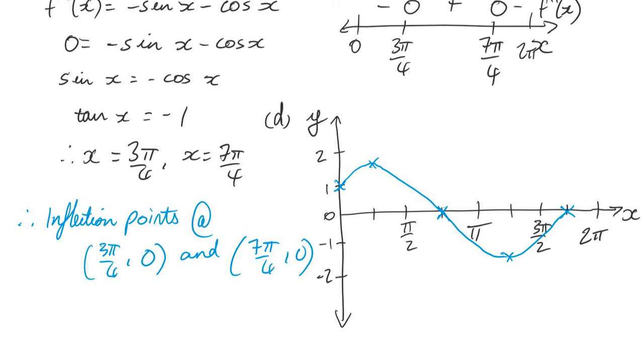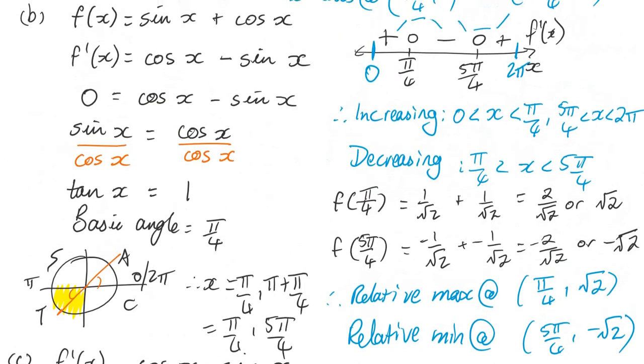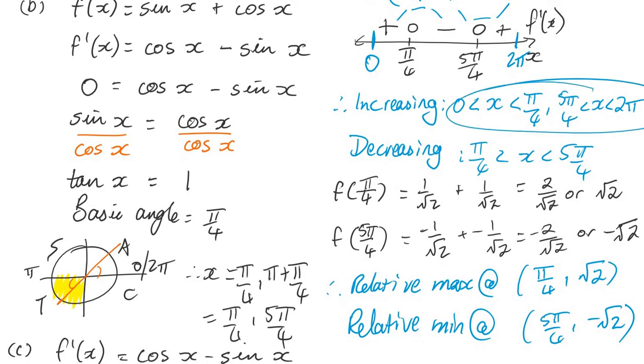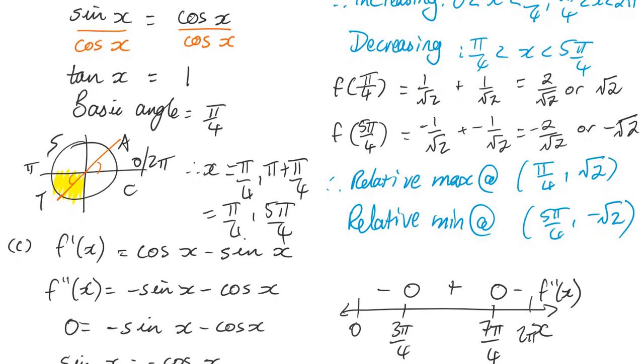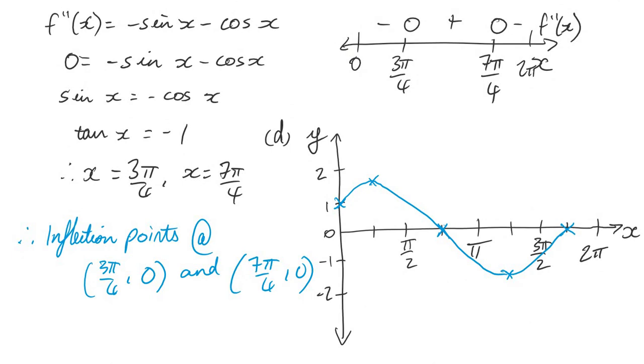There's the function. Does it meet all of those criteria? Is the graph increasing between 0 and pi on 4, as shown here, and from 5 pi on 4 to 2 pi? The answer to that is yes. It's increasing there, and it's increasing there. What about the concavity? Does that work? Is it concave down between 0 and 3 pi on 4? Well, yes it is. Is it concave up between 3 pi on 4 and 7 pi on 4? It is.